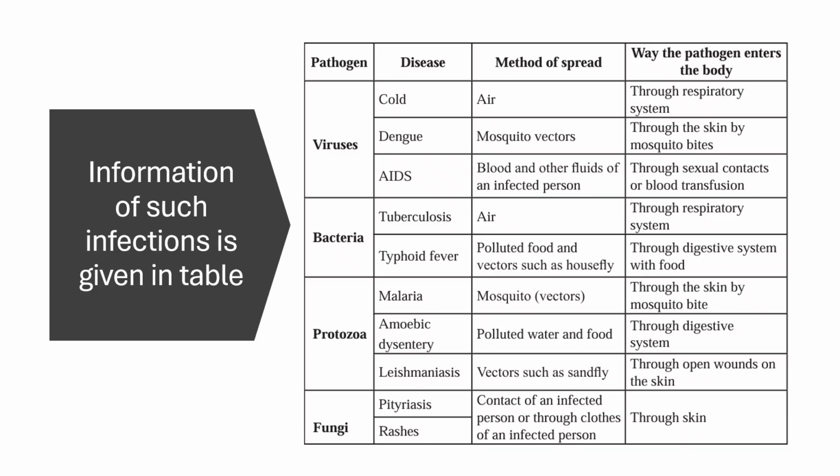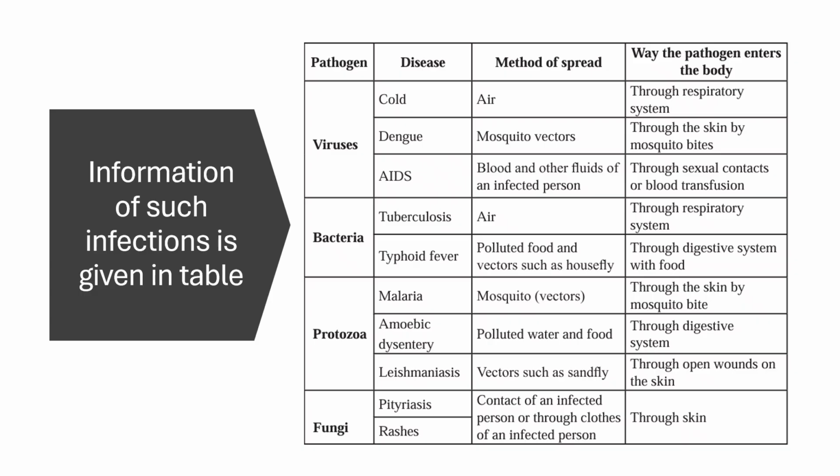For protozoa, we have malaria, amoebic dysentery, and leishmaniasis. Method of spread: for malaria, mosquito vectors; polluted water and food for amoebic dysentery; and for leishmaniasis, vectors such as sandfly. Way the pathogen enters the body: through the skin by a mosquito bite, through the digestive system, and through open wounds on the skin.